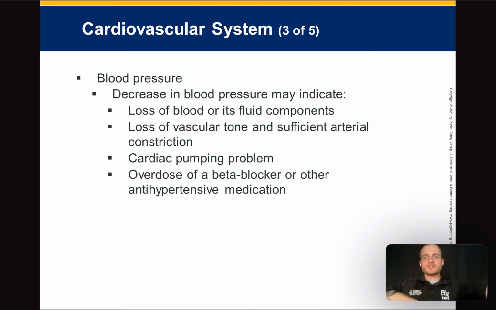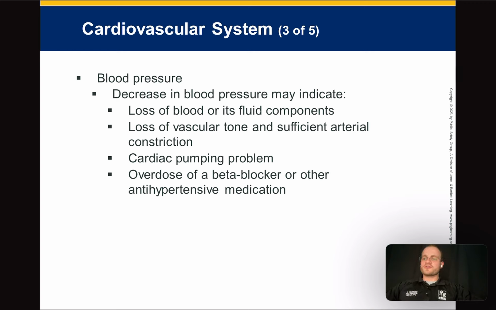So the blood pressure, a decrease in blood pressure could mean a lot of things. Okay, it's a late finding. Let me tell you that. A drop in blood pressure is one of the last things you'll see in shock. Okay, and the loss of blood or fluid could lead to this. Loss of vascular tone. So to recapitulate, this is hypovolemic shock when we lose blood or fluid. This is distributive shock, right? Or neurogenic shock. So this could happen in sepsis, anaphylaxis, or spinal trauma. Cardiac pumping problem, that's cardiogenic shock.